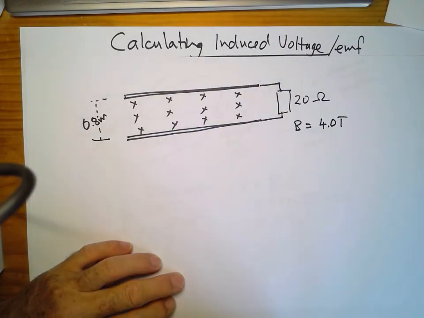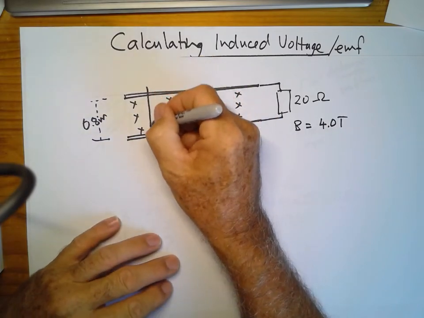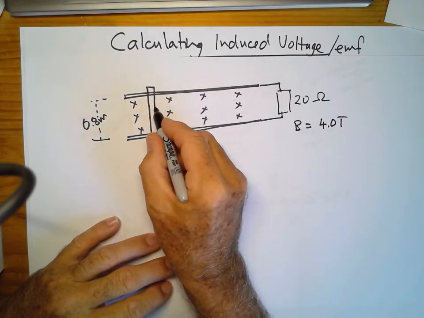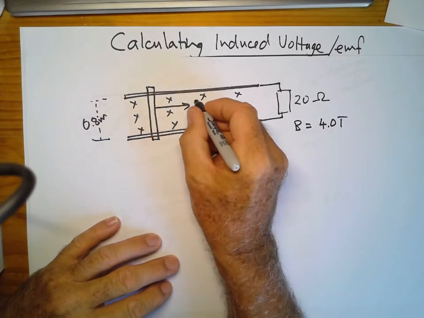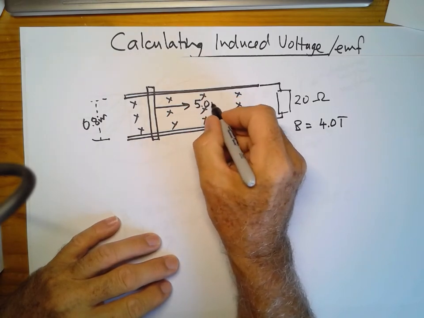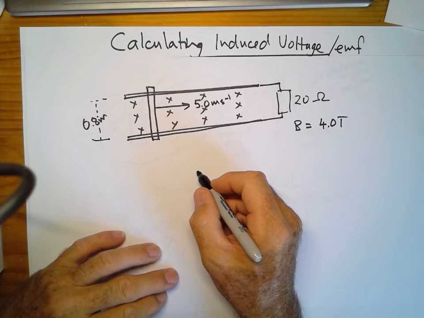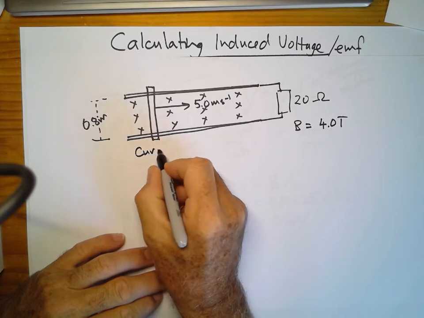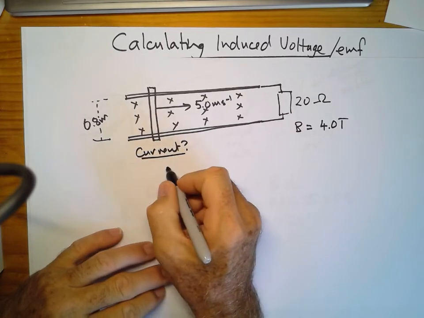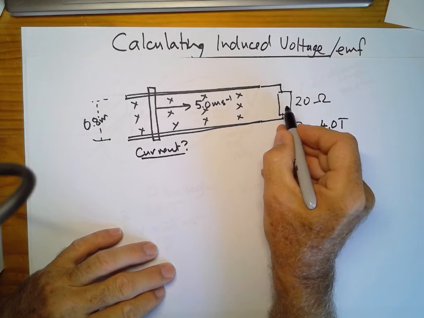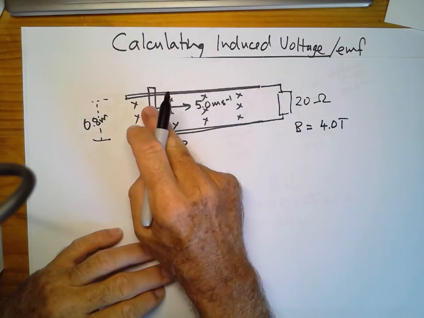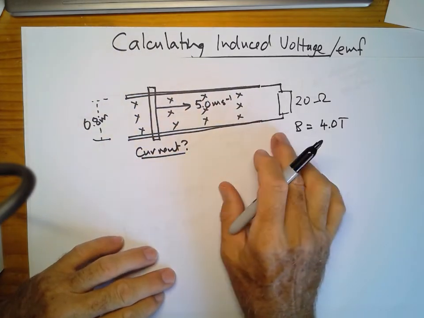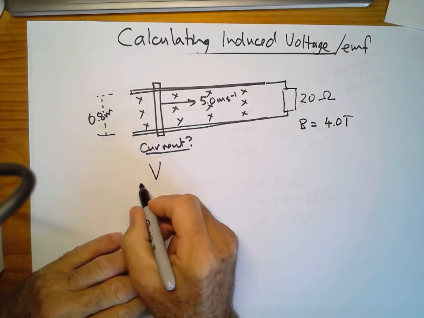This one now is a multi-part problem. We've got a rod across these two rails again, and we're moving this rod at 5 meters per second. What is the induced current that flows around the circuit? What is the induced current? So this is a multi-part problem. We've got a resistance. We need to find the voltage. Then we can use Ohm's law to find the current. So what's the induced voltage?